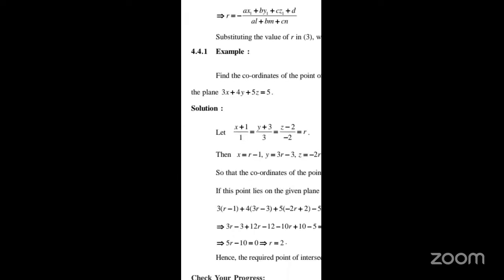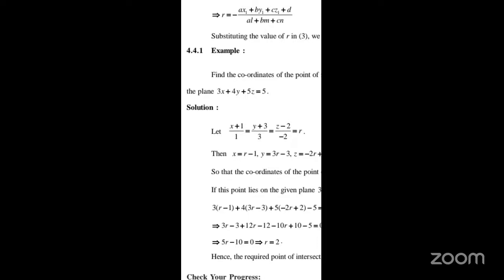So first of all, write the given line. Say that it is equal to a small r, any point on that line. So the required point is r minus 1, 3r minus 3, minus 2r plus 2. The x coordinate: (x plus 1) by 1 equal to r, so x plus 1 equal to r, so x equals r minus 1. Again the y coordinate: (y plus 3) by 3 equal to r, that is 3r minus 3. The z coordinate is the same way, minus 2r plus 2.